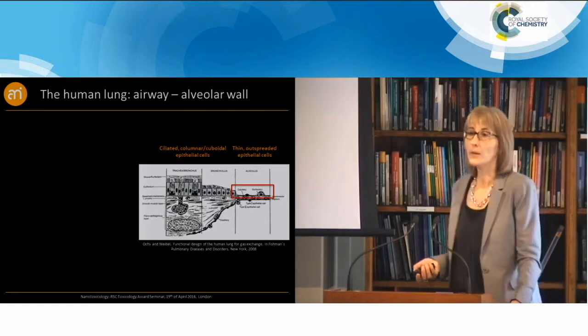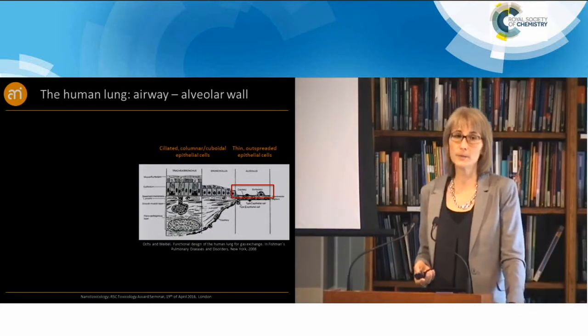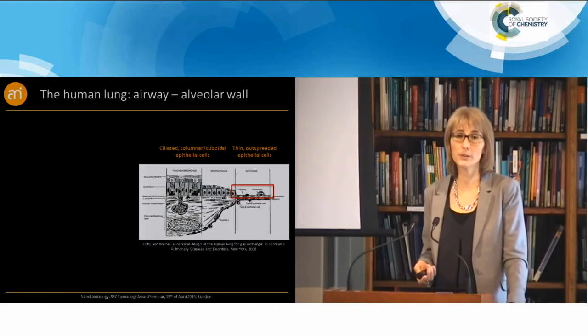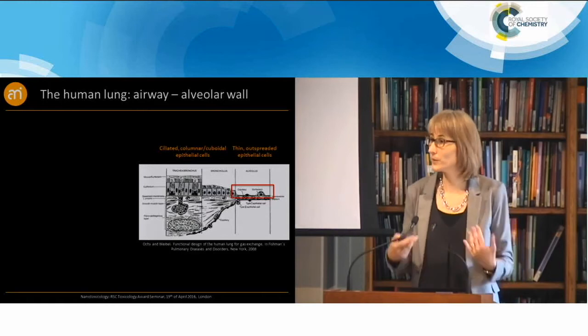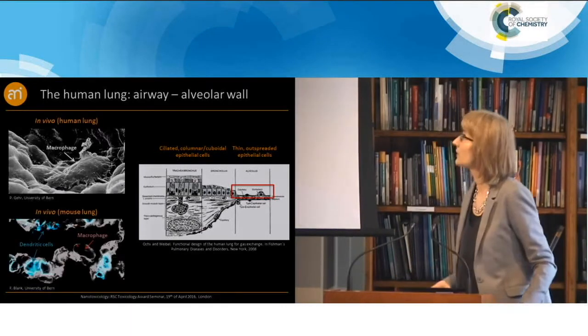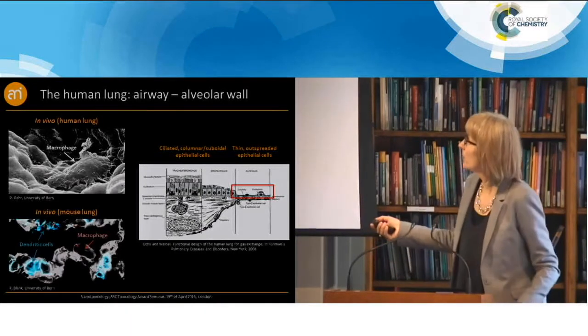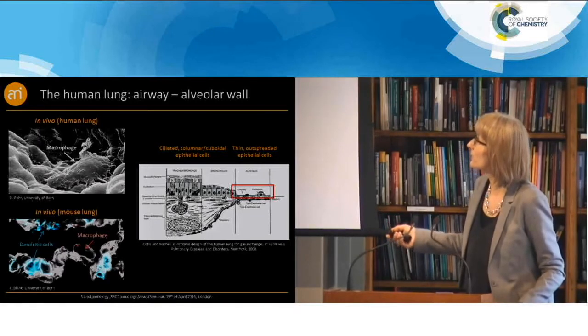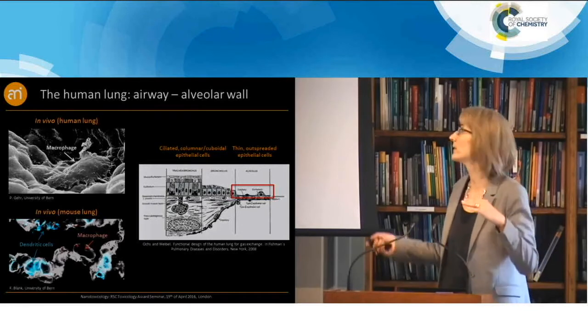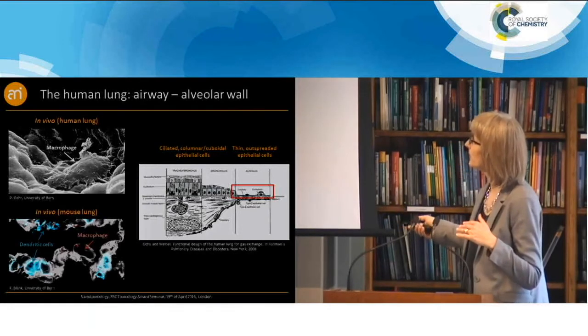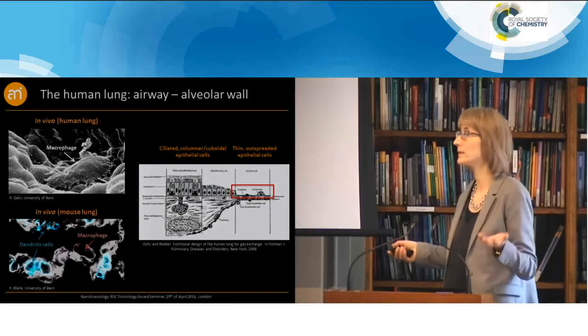So here we have another immune system. We have another system which is much more important to clear nanoparticles which can reach the deep lung, and these are the immune cells. We already heard about macrophages. These are professional phagocytotic cells, usually located on top of the epithelial cells towards the luminal side.